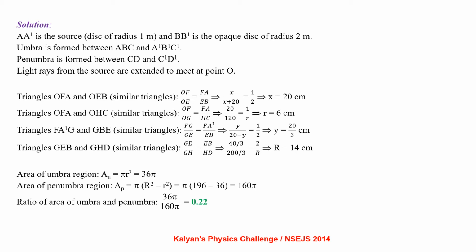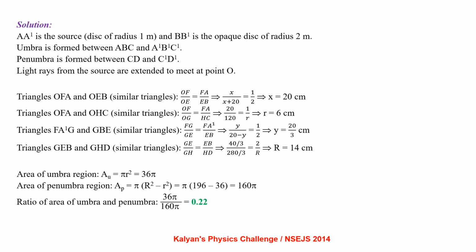Triangles OFA and OEB are similar triangles. So we can take OF by OE equal to FA by EB. We get x equal to 20 cm. Triangles OFA and OHC are similar triangles. OF by OG equal to FA by HG, from where we get r equal to 6 cm.